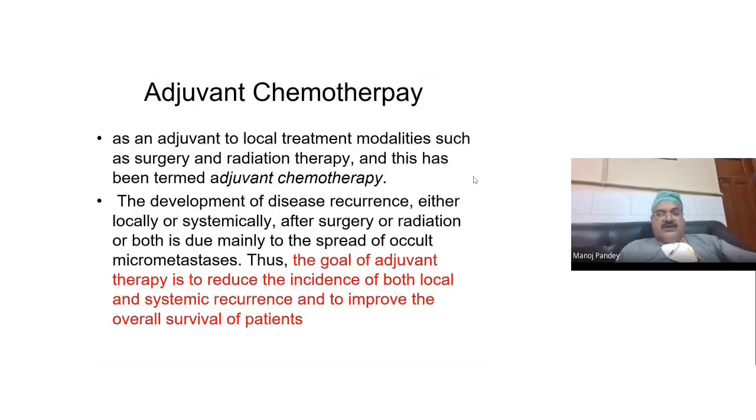Adjuvant chemotherapy is given after the primary treatment is over. And adjuvant chemotherapy is basically given to reduce the disease recurrences, whether locally or systemically, and it basically improves the overall survival of the patient. So neoadjuvant chemotherapy, in most instances, does not improve the survival, but adjuvant chemotherapy, in most instances, improves survival.